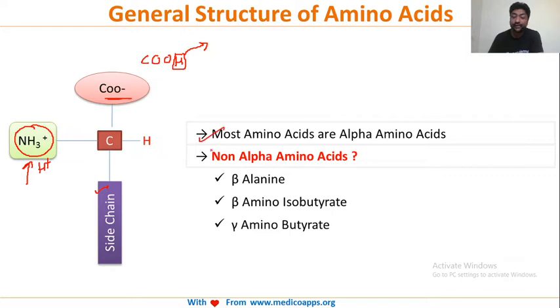Okay, so this is here. The very important MCQ point will be non-alpha amino acids. We know that most amino acids are alpha amino acids. Alpha amino acids means this is the alpha carbon. Why is it the alpha carbon? Because both the functional groups are attached here. Now the MCQ question which will come is, what are the non-alpha amino acids? And these are very, very important: beta alanine, beta amino isobutyrate, and gamma amino butyrate. So these are certain very important non-alpha amino acids.